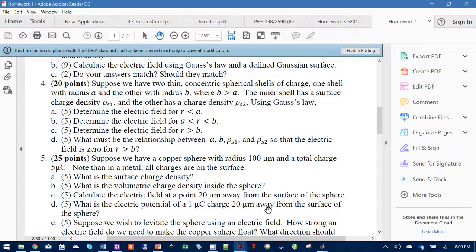I'll give you guys a hint on this problem. Oh, the hint is there in the problem already. Use Gauss's law. If you use Gauss's law, then this problem will become a lot easier.